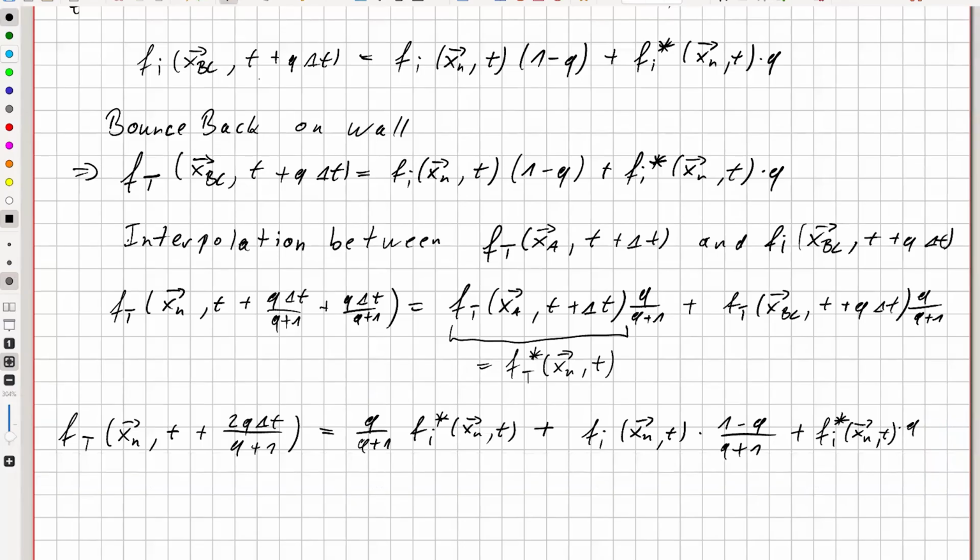Times Q divided by Q plus 1. Okay, so now this is all this interpolation that we had to add. Now, is this now a boundary condition? What we get after all of this is the incoming population at the right position, but we don't get it at the right time.